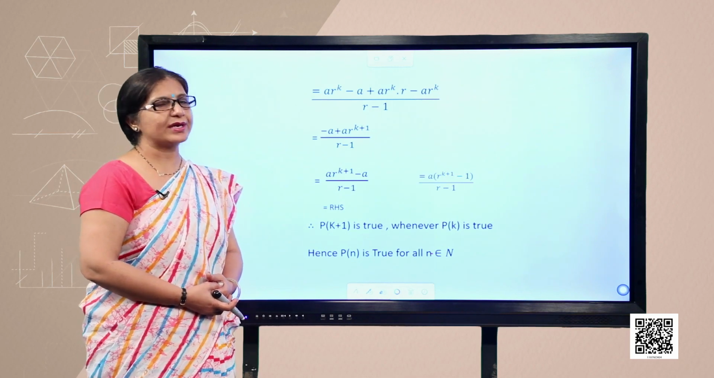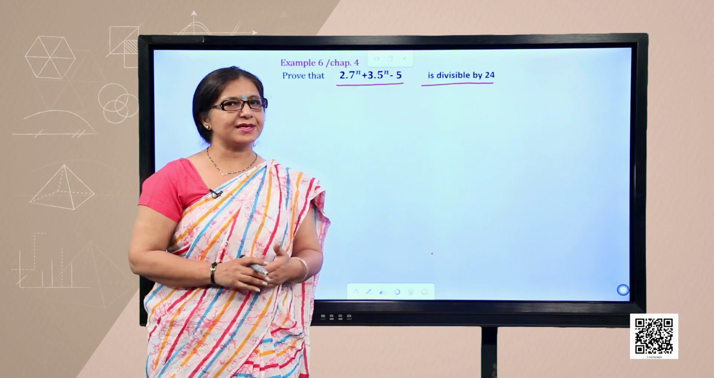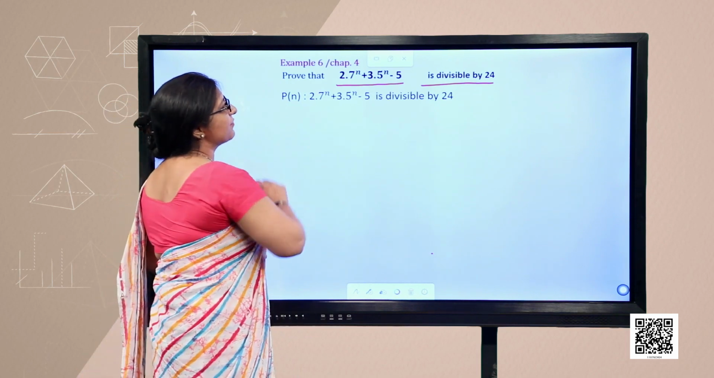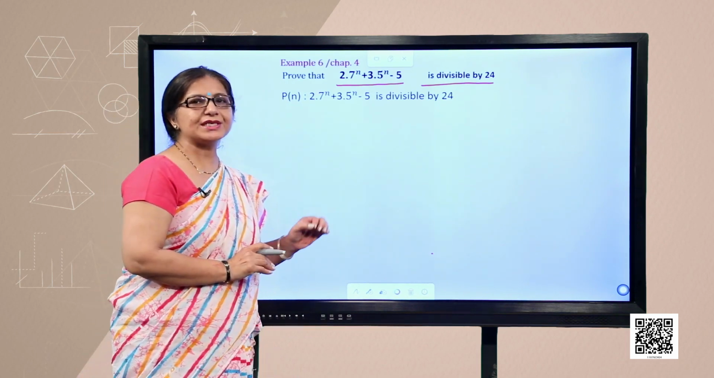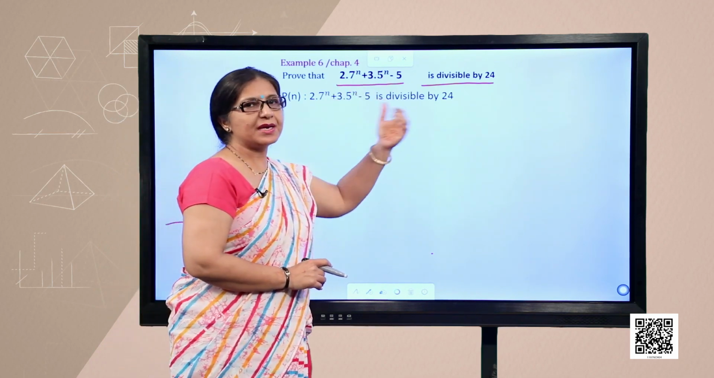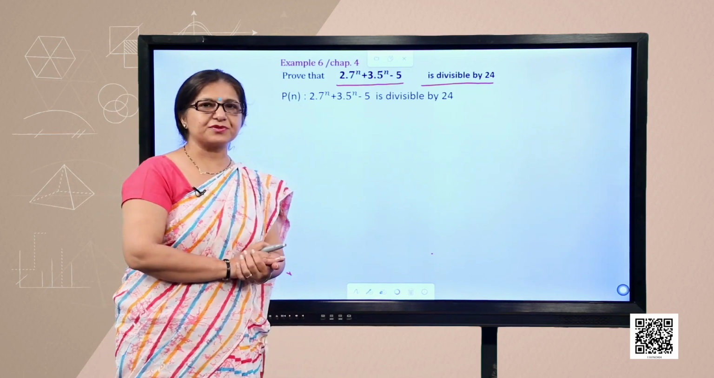Now we move on to another example. This is example 6 of your chapter 4, where we need to prove that this expression, which is 2 into 7 to power n plus 3 into 5 to power n minus 5, is divisible by 24. This expression or mathematical statement is totally different from what we did in our earlier episodes. How is it different? Because there is no equation here, the equality sign is not there. We need to prove that this expression is divisible by 24. There is a slightly different approach to solve these types of questions, but the basic steps remain the same.